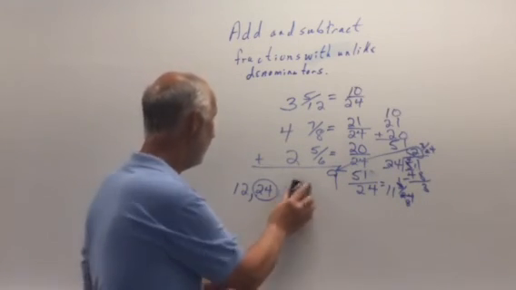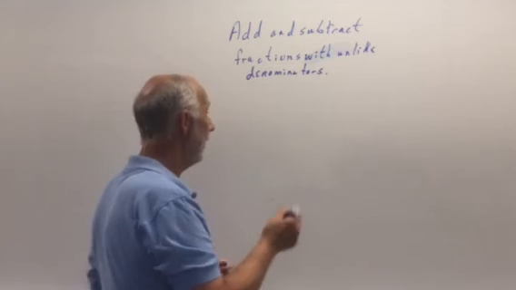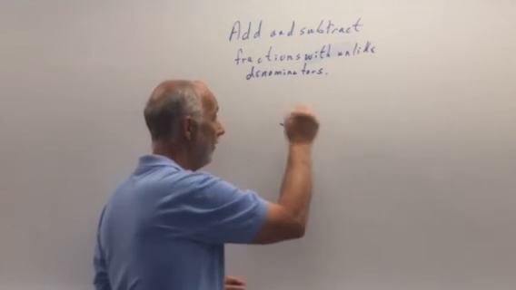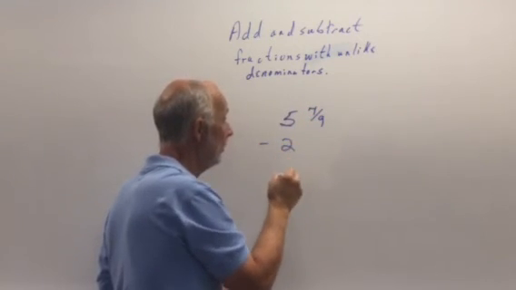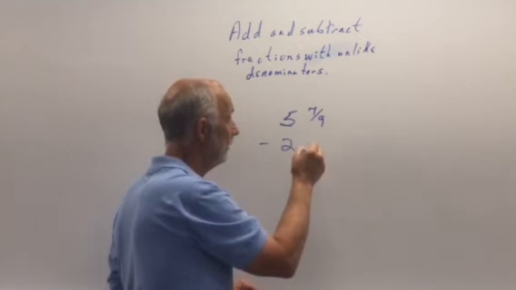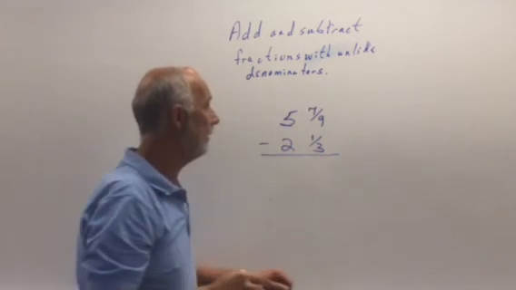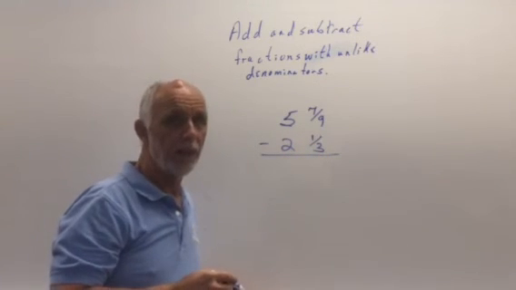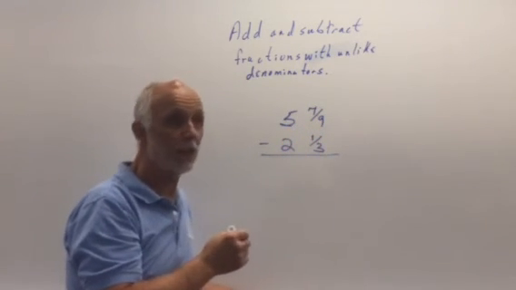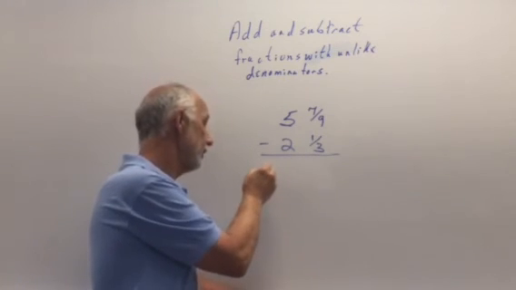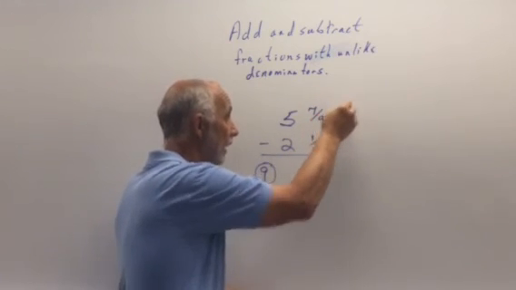Now finally, we also talked about how to subtract mixed numerals with unlike denominators. And again, it's the same basic thing. 5 and 7/9 minus 2 and 1/3. I need a common denominator for 9 and 3. And again, you can list the 9 times table until you find something that 3 goes into, which doesn't take very long because 9 times 1 is 9 and 3 goes into it. Ding, ding, ding. The common denominator is 9.